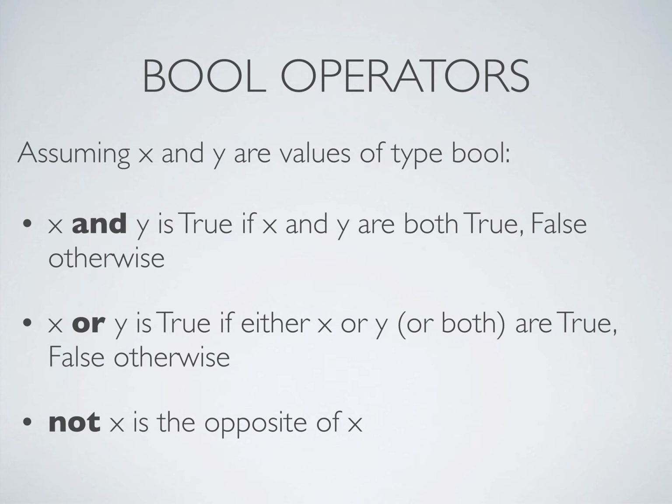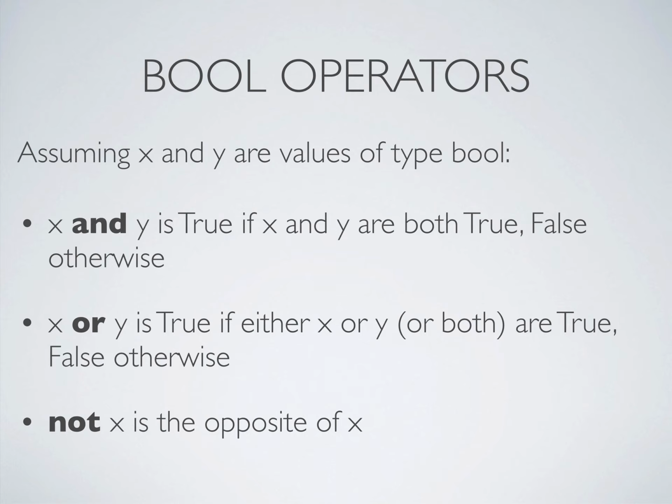So for example, if you do x and y, and again this is assuming that x and y are each either True or False, x and y will give you True if x and y are both True. If one of them is False, or both of them are False, x and y will be False. So with and, they both have to be True, and you get True back. If you have one False or both False, you get False back.